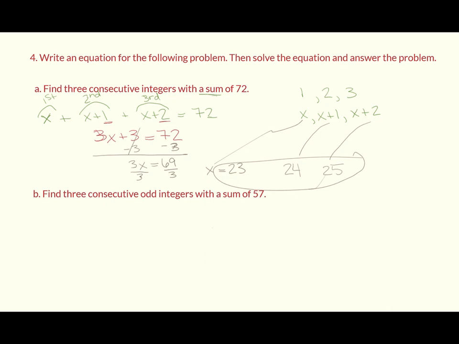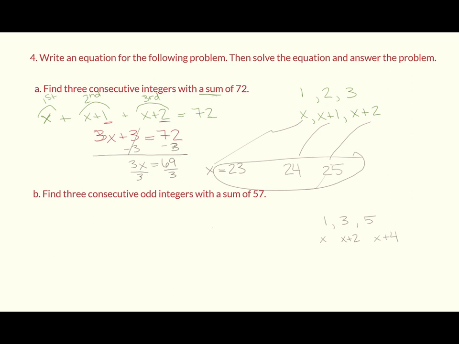Now, B says find 3 consecutive odd integers with a sum of 57. Okay, so we don't know what odd integers these are, but just let's say it was 1, 3, and 5. Okay, if x is 1, which we know it's not because that doesn't give us 57, but this works anyway. If x was 1, then the second one, we would have to go x plus 2. Because if you're starting off with 1, to get 3, you have to add 2. If you're starting off with 1, to get 5, you have to add 4. So those are going to be my 3 consecutive odd integers.